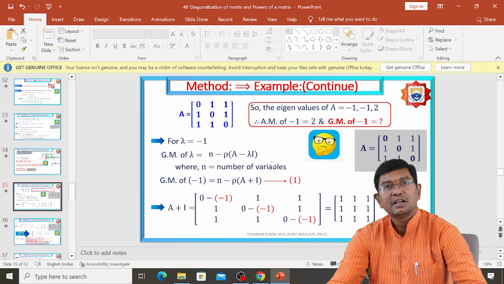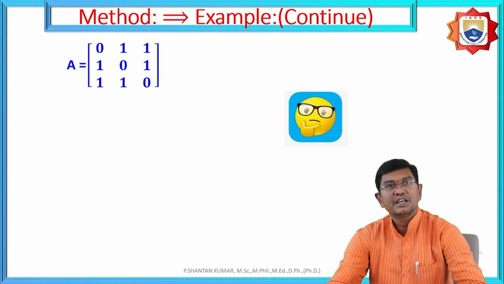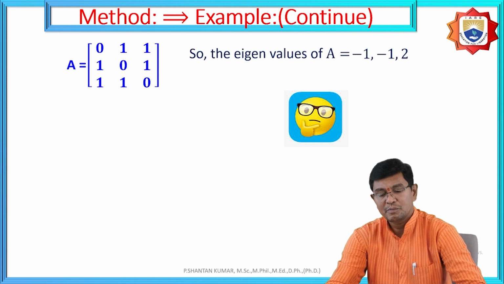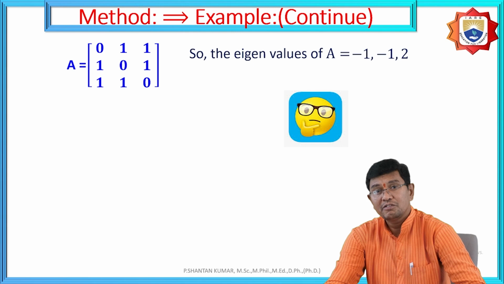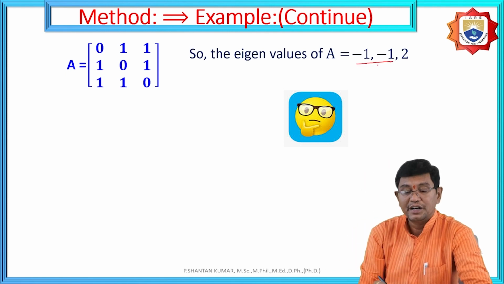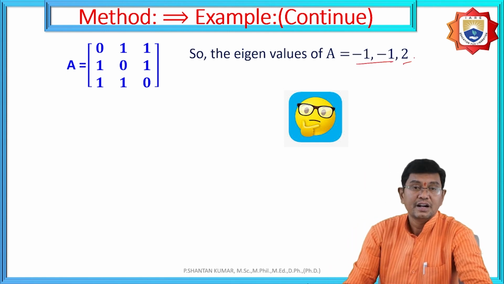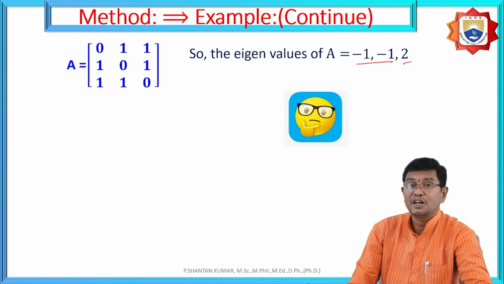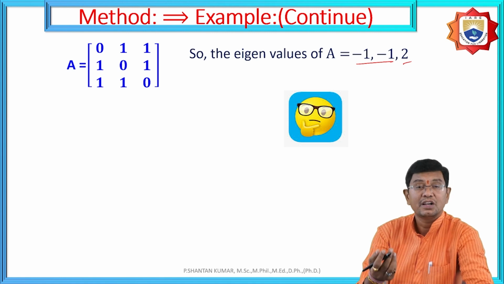While observing this particular problem, the eigenvalues are minus 1, minus 1, 2. In the previous problem the eigenvalues were different, so it was easy. But in this problem, minus 1 is repeated and 2 is different. As per the concept, whenever the eigenvalues are different, the matrix is clearly diagonalizable.